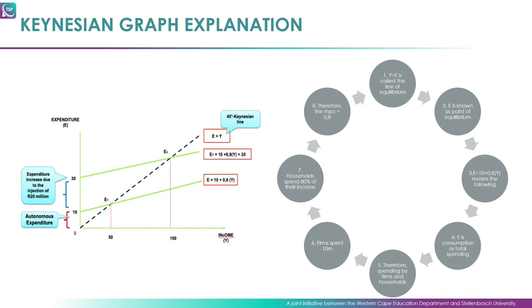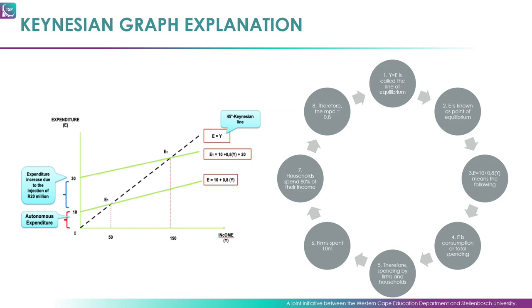However, I will be taking you through it so that when you get to grade 12 and encounter a question that requires you to show the graphical illustration of the multiplier, you are in a position to do that. So now we have a Keynesian graph. That is what we are going to explain. I will try and zoom in so that you can see. Hopefully it shows on your side too.